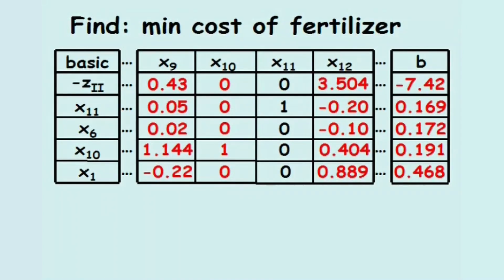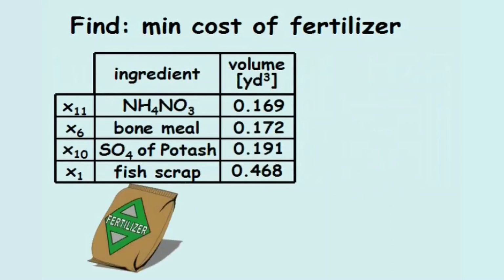At this point, there are no more negative reduced cost coefficients. Therefore, the current solution is optimal. The quantities of each of the 4 ingredients are shown, where nearly half of the fertilizer mixture by volume is fish scrap. As before, the sum of the individual volumes equals 1 cubic yard.